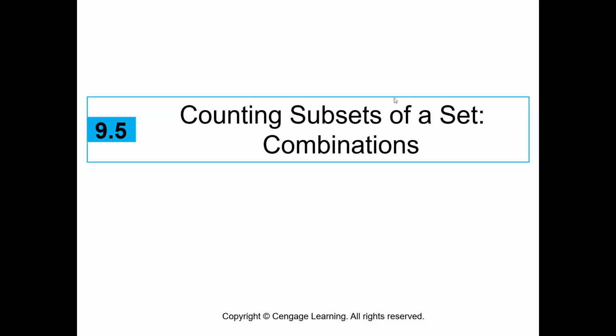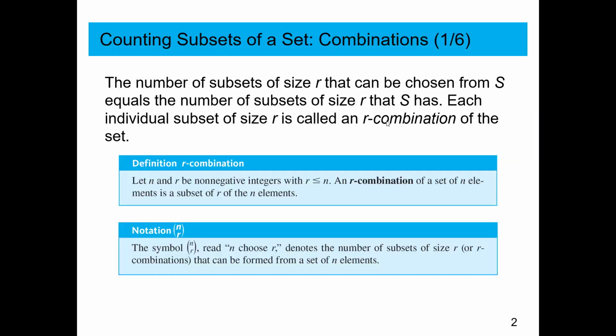Let's continue with chapter 9 by looking at section 9.5. Now we're going to move from some of the previous combinatorial concepts into something called a combination. With a combination, really what I'm doing is trying to pull a subset. Now remember, sets do not have order.